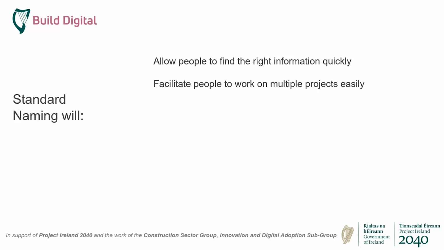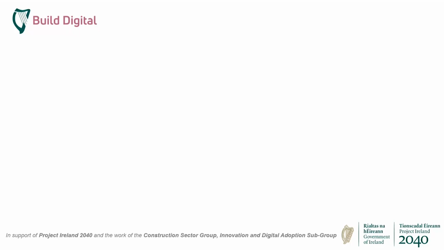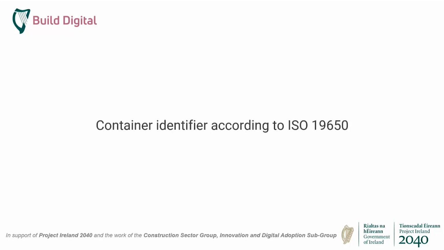So it's important that it's the client's naming convention that's used across the projects. It makes information more reusable, and I suppose that's pretty obvious. If you can find it easily, you can use it again. You can also rapidly search, filter, file and organize information when you have a standard file naming convention, and it also allows computers to automatically file and use information as well. I suppose then to just go on and look at the container identifiers according to ISO 19650.